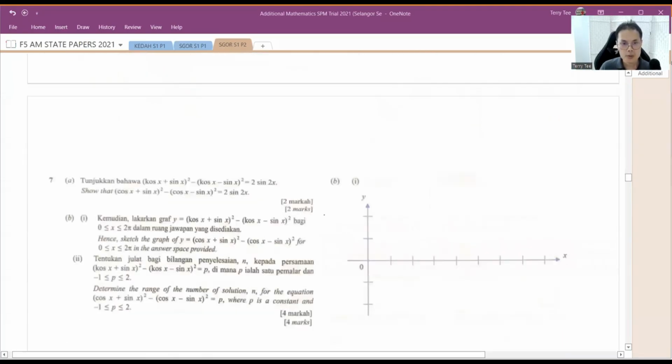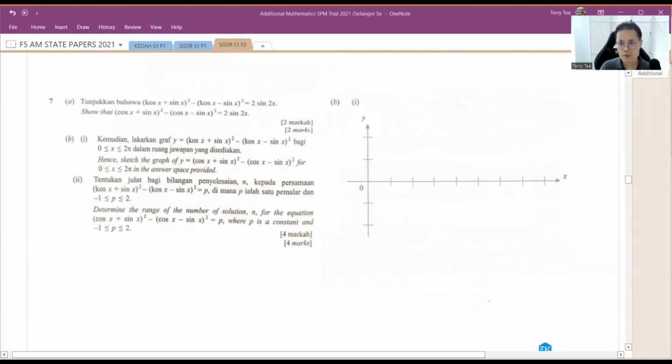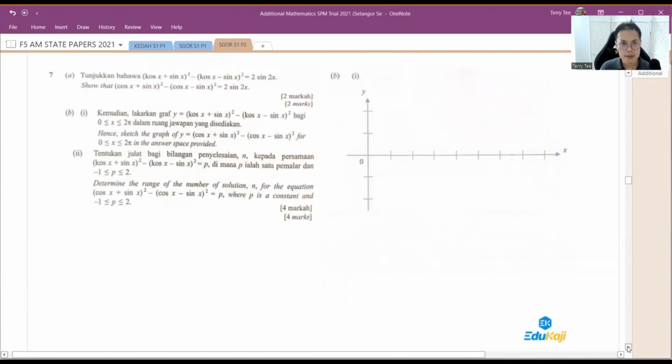Okay, let's move on to question number 7. This one involves trigonometry from Form 5, chapter 6. The first part is proving. You're supposed to show that (cos x + sin x) squared minus (cos x minus sin x) squared equals 2 sin 2x.